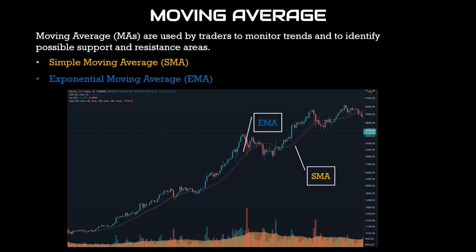Moving averages, also called MAs, are used to monitor trends and to identify possible support and resistance areas. It is the average closing price over a specified number of periods. The most basic form is the simple moving average, and a modification called the exponential moving average. Exponential moving average, also known as EMA, is like the simple moving average except that it gives more weight to the latest data. The moving average indicator in your charting tool can be customized. You can adjust the time period to as short as 5 days or as long as 500 days.